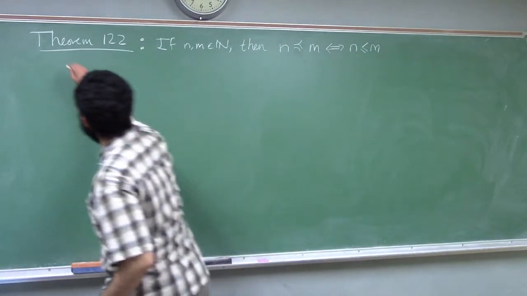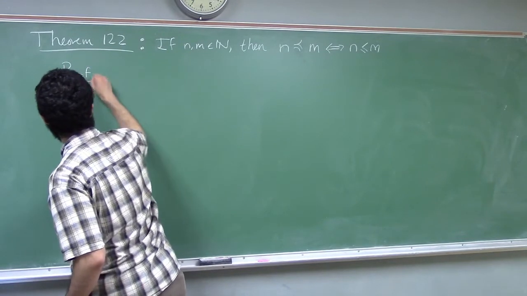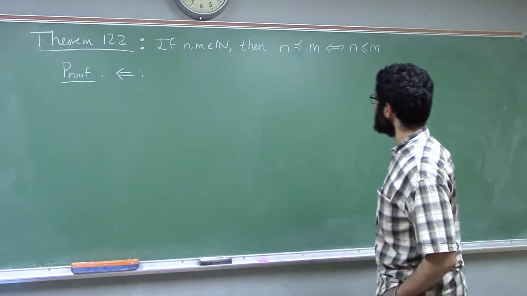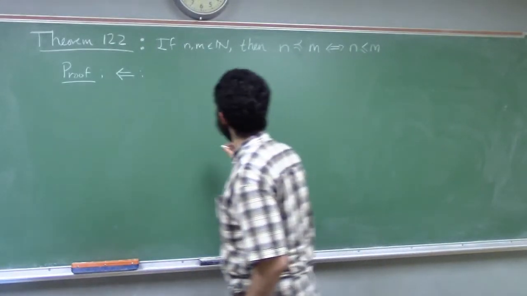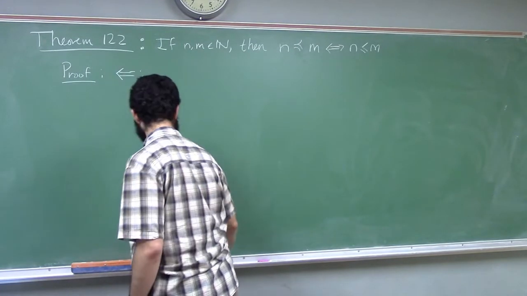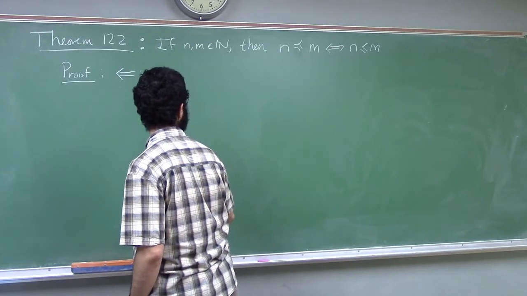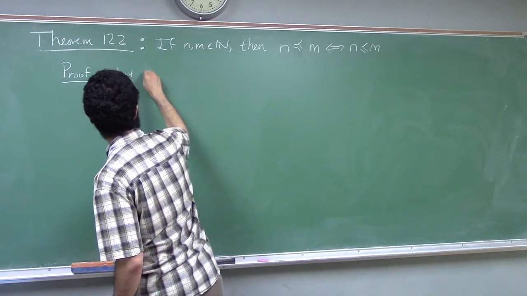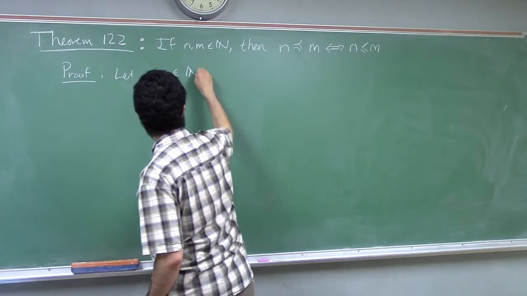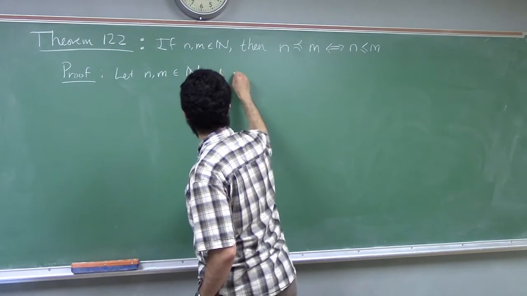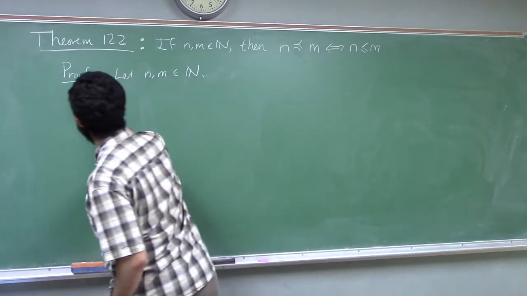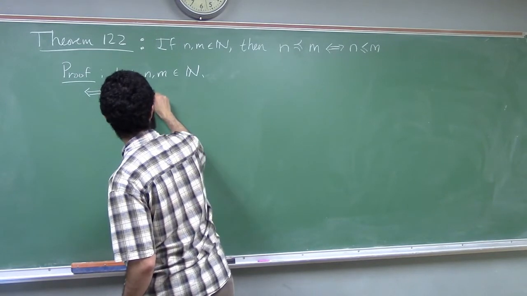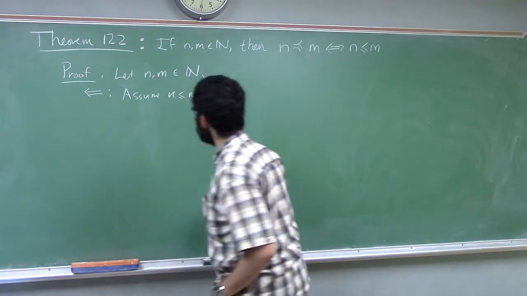Okay. So let's start with the easier direction, since it's nice to get that out of the way. Actually, I guess I should start with: let n and m be natural numbers. And then we'll start with this direction. So assume n is less than or equal to m.